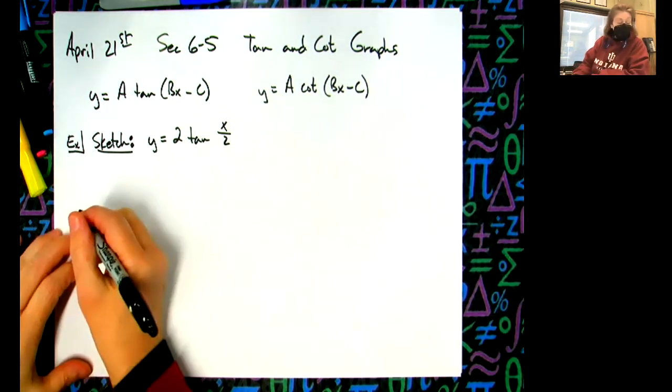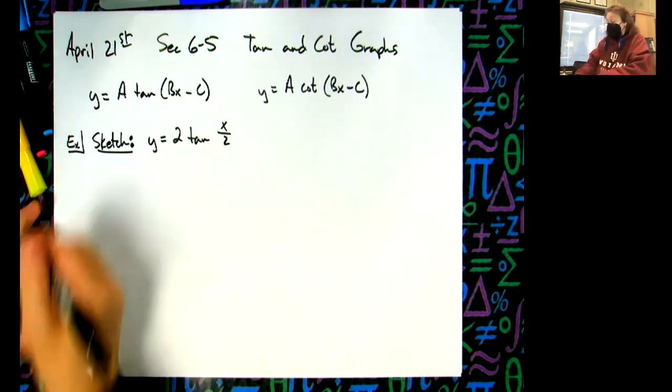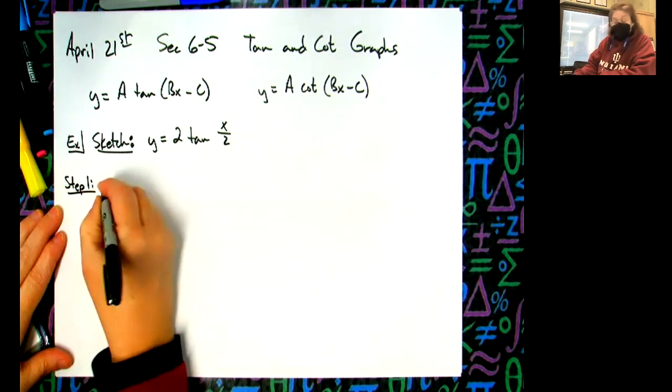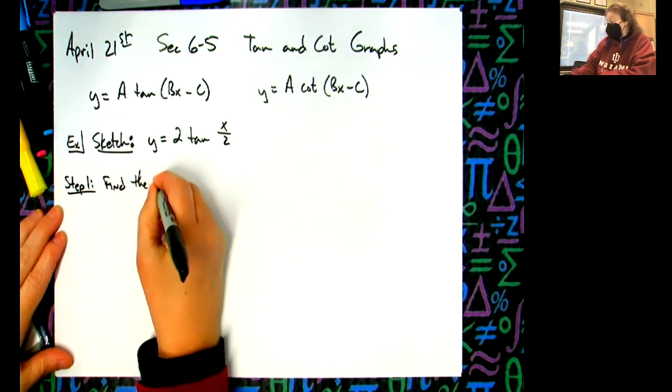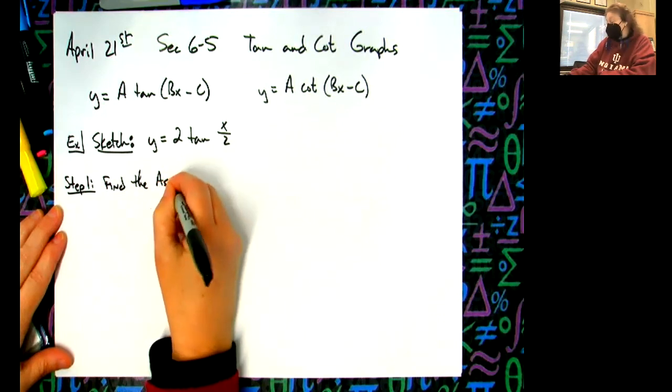We're going to do this in phases. We're going to first find our asymptotes, and then we will do our sketch. So I'm going to do this in steps. Step 1, we want to find the asymptotes, those vertical asymptotes.